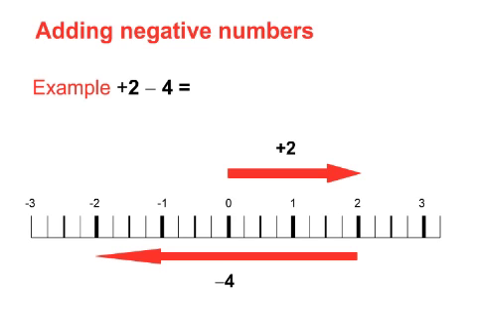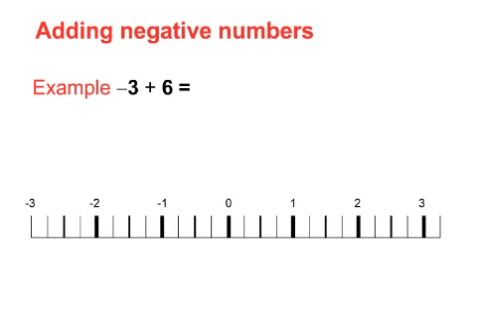Now we have to take away 4. So starting at the 2, we move back 4 places because it's negative. Notice the answer here will be from where we started to where we finished. In other words, from 0 to negative 2. In other words, plus 2 take away 4 is equal to minus 2.